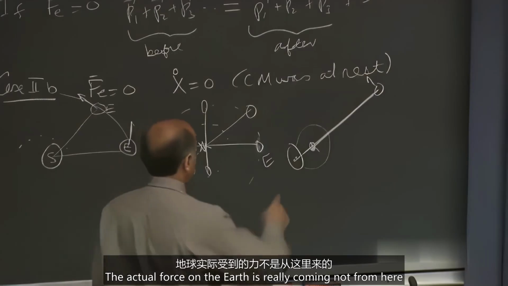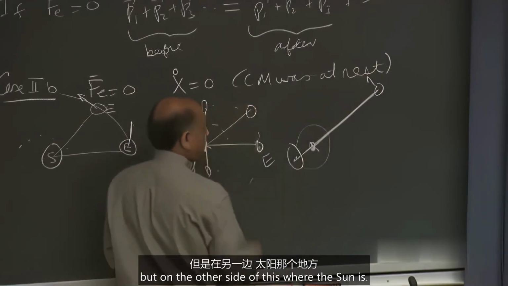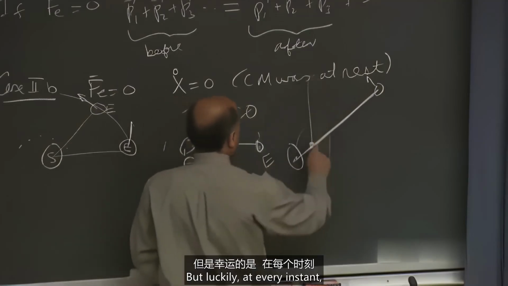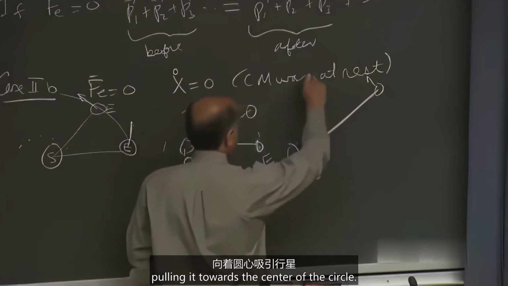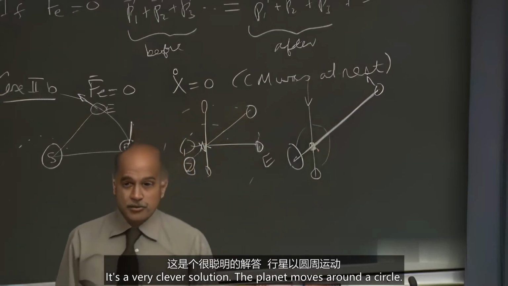The actual force on the Earth is really coming not from here, but on the other side of this, where the sun is. But luckily, at every instant, the sun is constantly pulling it towards the center of the circle. It's a very clever solution.